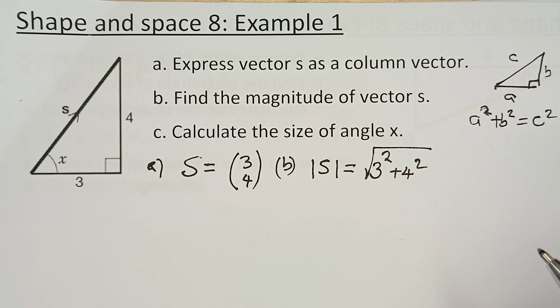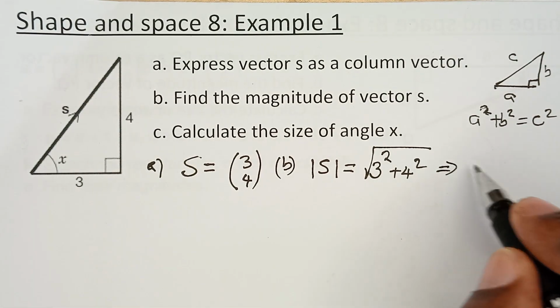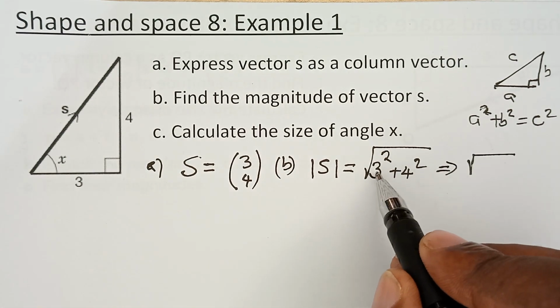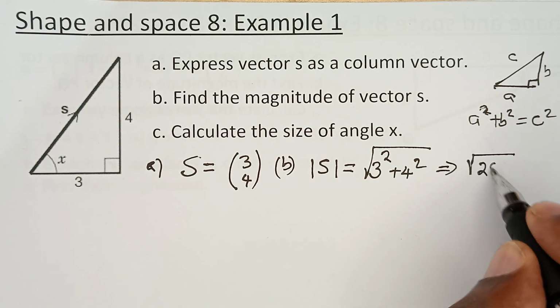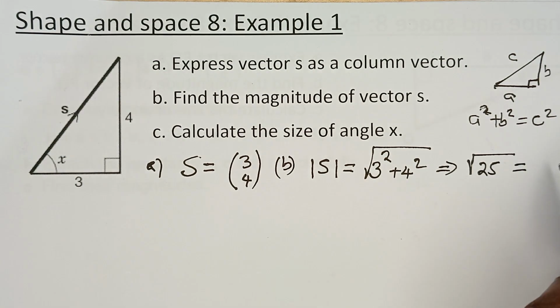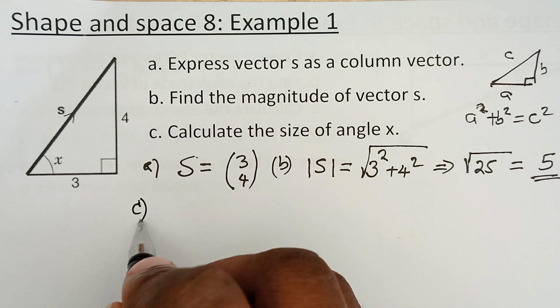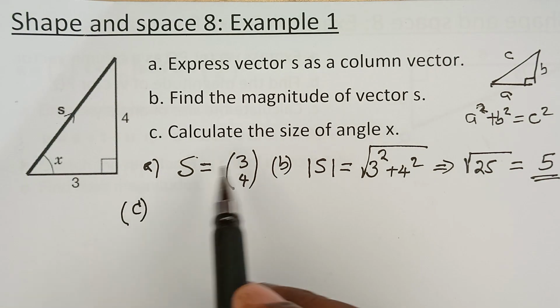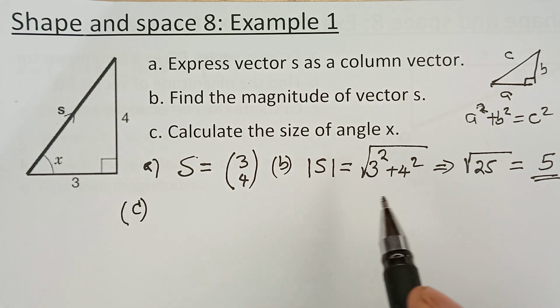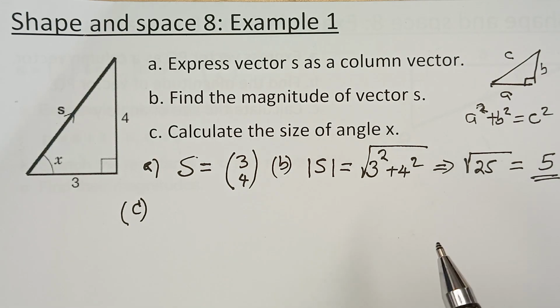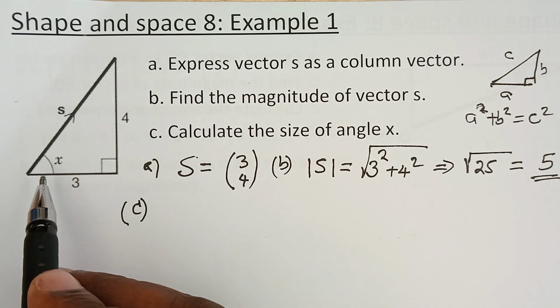And that is the knowledge we have used here, meaning that we are having the root of 9 plus 16, which is 25, and vector S is 5 units. That is the magnitude of vector S, 5 units. Now, with 5 units, we can easily answer part C of the question, which is asking, calculate the size of the angle X.